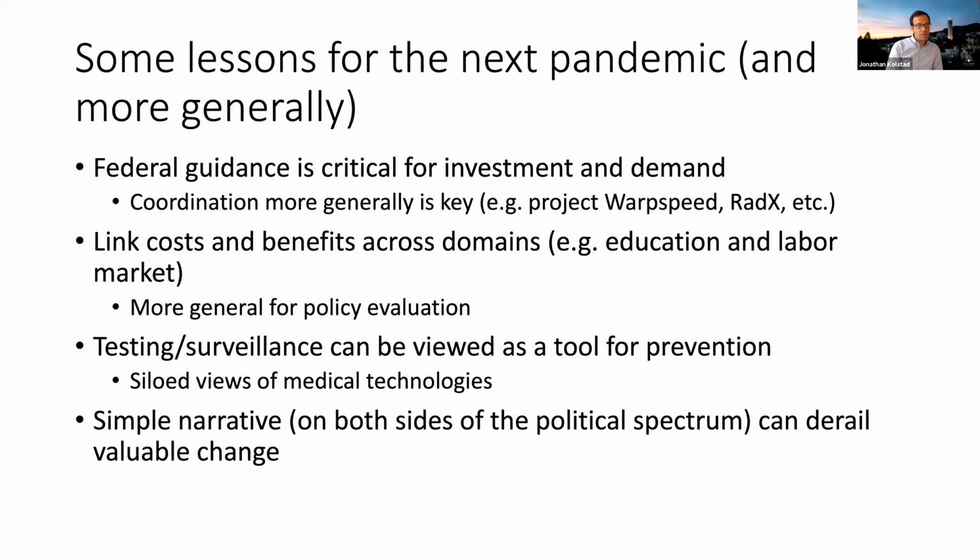The second thing I think is very important in thinking about policy, and this goes well beyond just COVID, is that we need to increasingly link costs and benefits across domains. People tend to view pros and cons in silos. And here you can see if we simply combine the education and the labor market, you actually get a very different conclusion about the costs of keeping schools closed that we can quantify and then relate to the cost of testing and reopening.